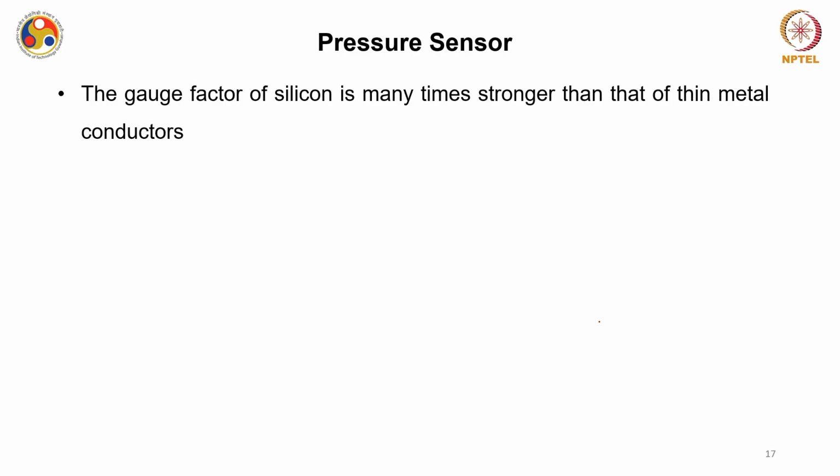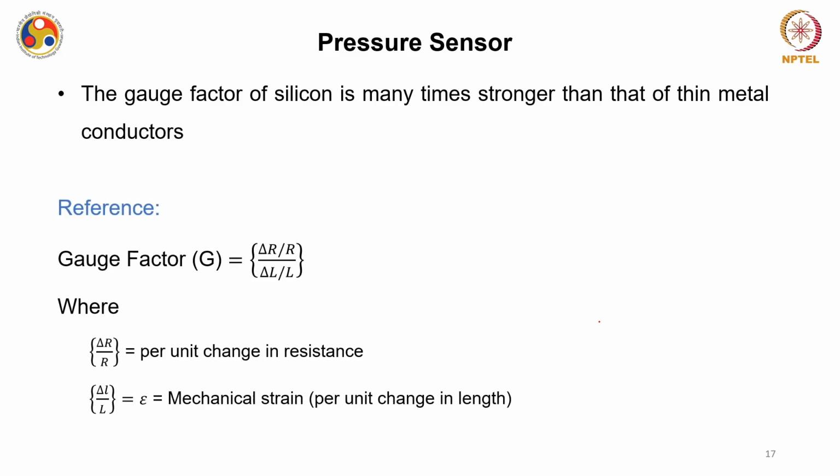So, the gauge factor is several times larger as compared to thin metal conductors. Okay. Please recall the definition of gauge factor. It is the per unit change in the resistance divided by the mechanical strain, or gauge factor is del R by R divided by del L by L. So, del L by L is nothing but the mechanical strain or per unit change in the length, and del R by R is the per unit change in the resistance.